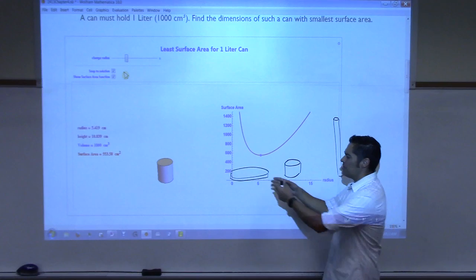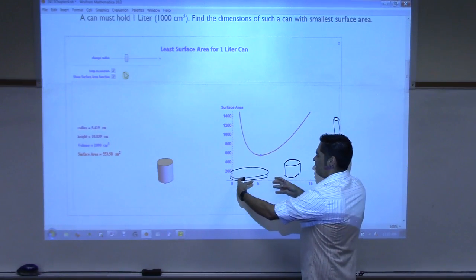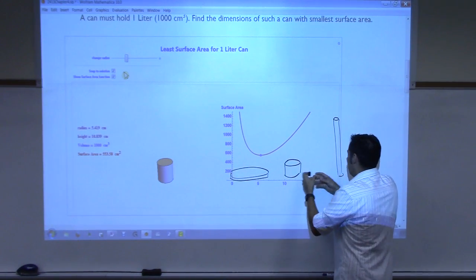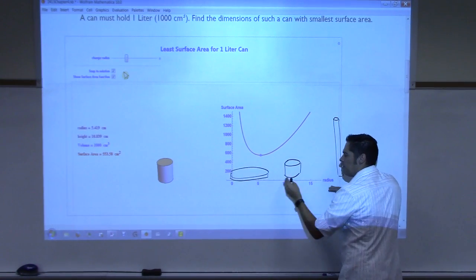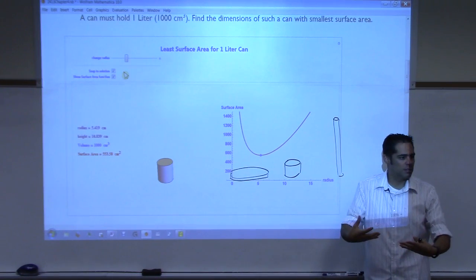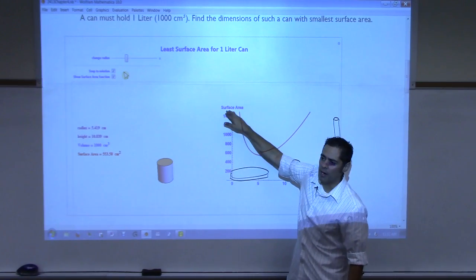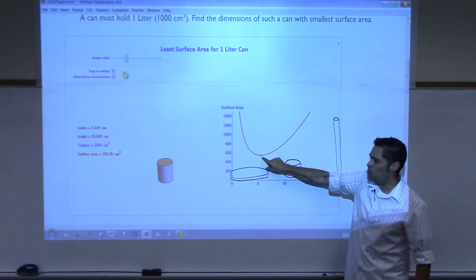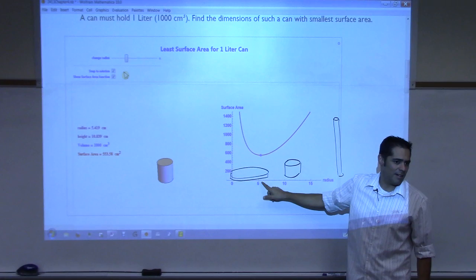So somehow, as I adjust the radius, big radius, small height, medium radius, medium height, small radius, big height, I could connect the radius of these 3 cans to the surface areas and create a function. The function depends on the radius. It spits out the surface area. And if I could figure out on that function where the lowest point is, at which radius that occurs, that would tell me how I need to build my can.